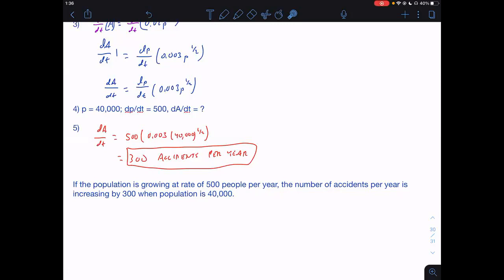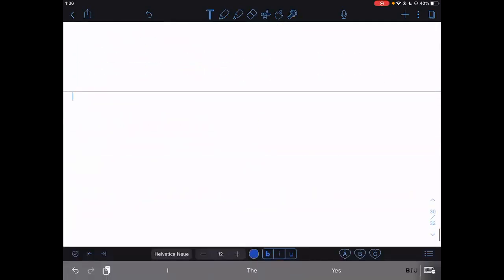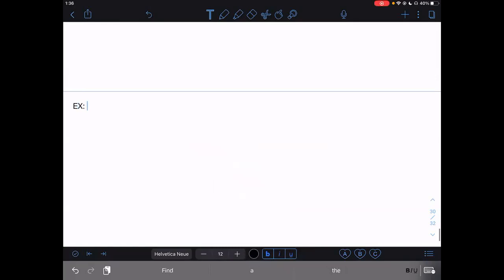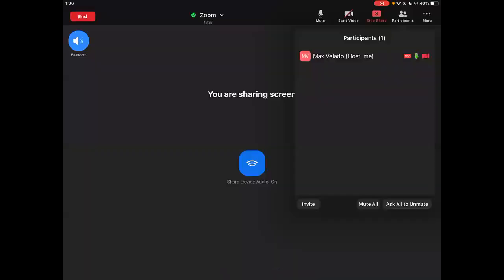All right. Let's do one last problem here. One more for related rates. And for this problem, let's also speak about another business application, known as a demand function.